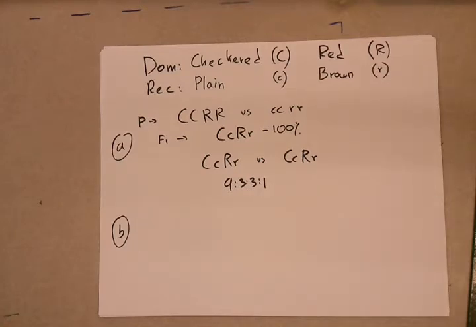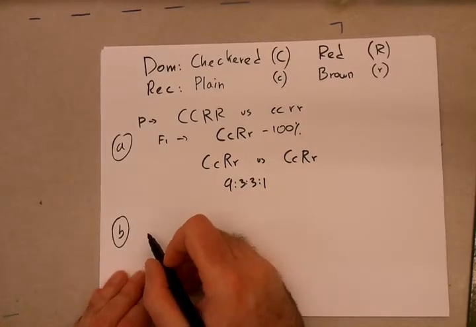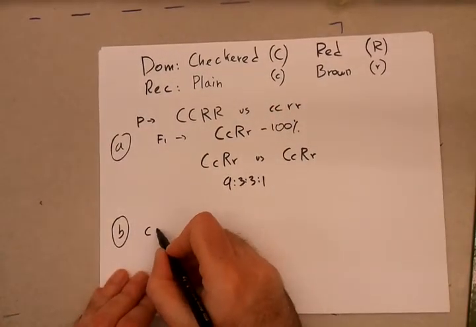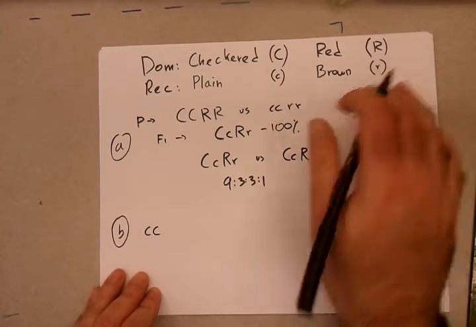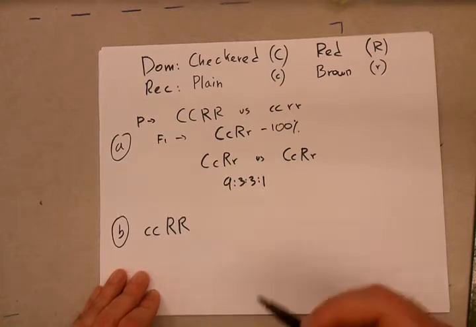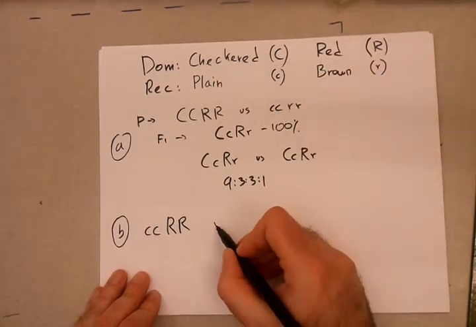So they're asking us to carry out an F2 generation cross between a homozygous plain red bird and its homozygous checkered brown mate. Alright, so homozygous plain red means this. Homozygous plain would be 2 little c's. Red homozygous would be 2 big R's. So it's the first parent. And the second parent is homozygous checkered brown. Homozygous checkered, 2 big C's.